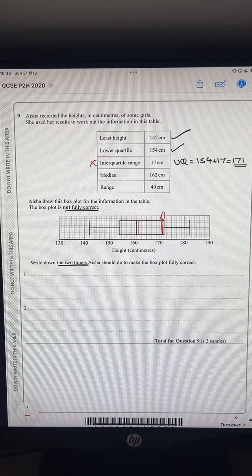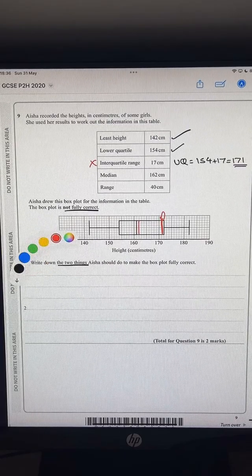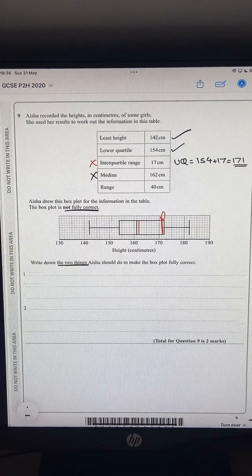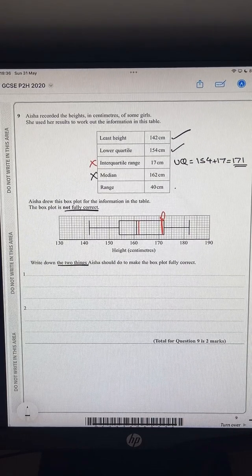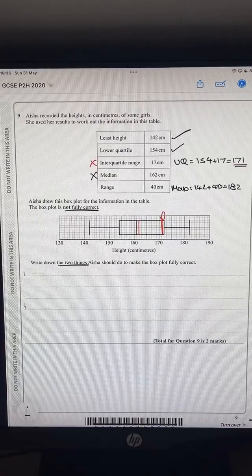You can annotate it onto the diagram, but you need to write down the reasons, and because they asked you to. They didn't ask you to fix the diagram. So just in case, write down the answers as well. So we know that this is wrong. And the range, let's just verify that the range is correct as well. So the range is from the least height, 142, to the maximum height. So max is going to be 142 plus 40 equals 182, and that is correct there.